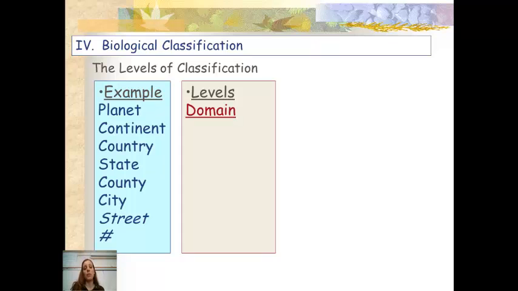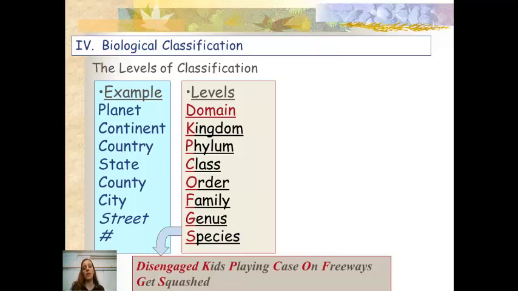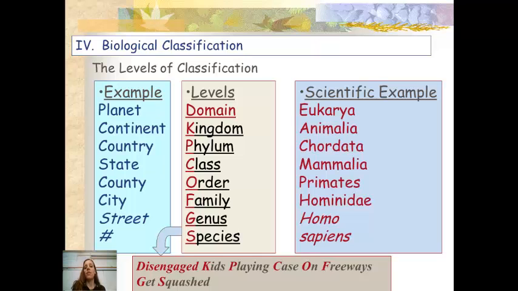Those are the different levels of classification: domain, kingdom, phylum, class, order, family, genus, and species. One way to remember this: disengaged kids playing chase on freeways get squashed. So pay attention, don't get squashed.